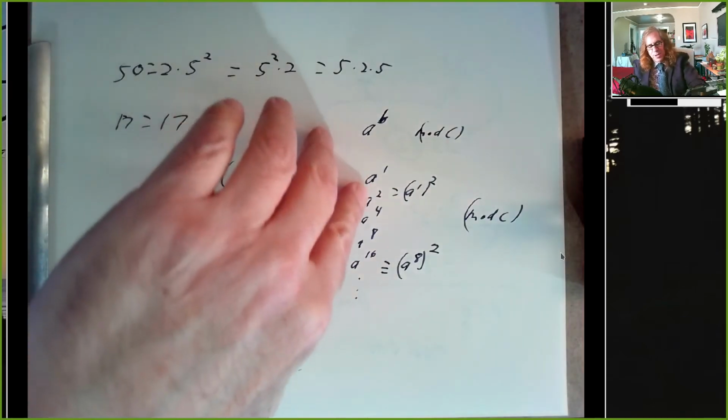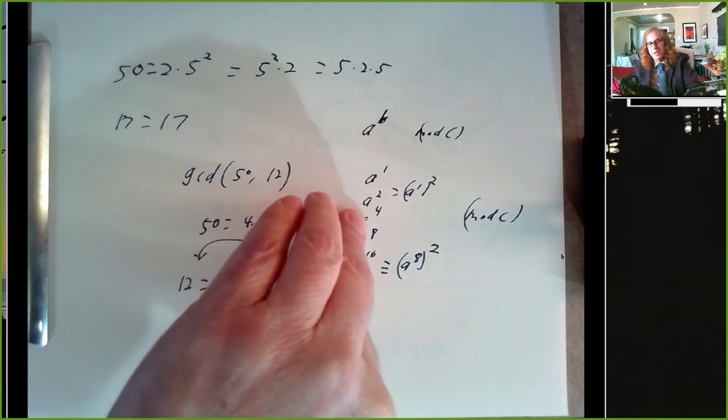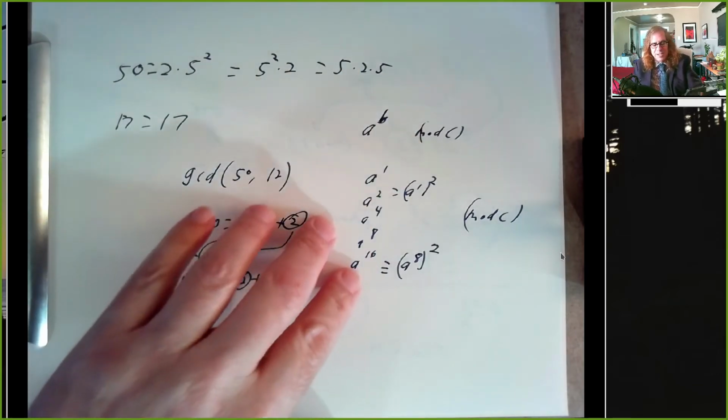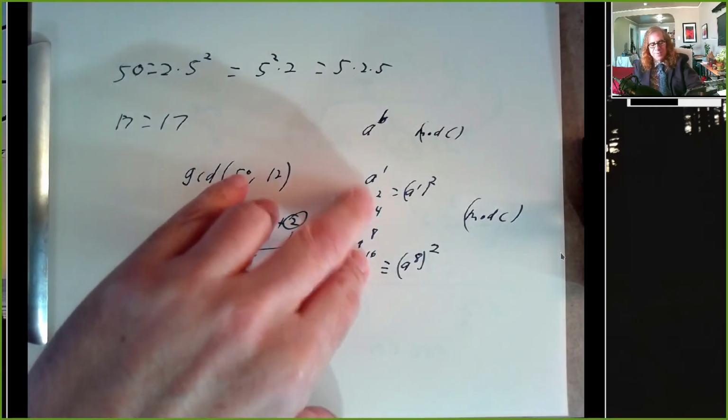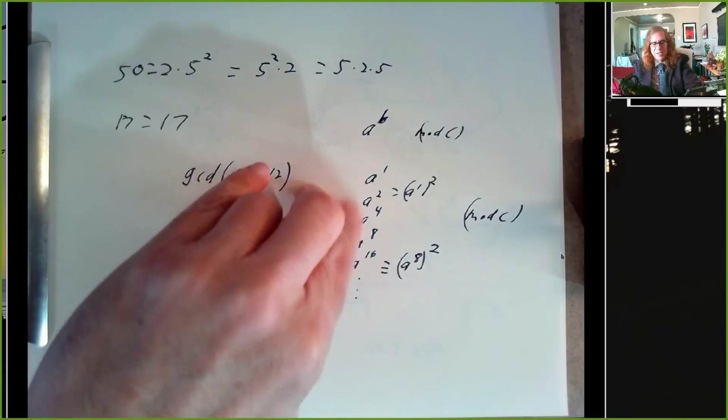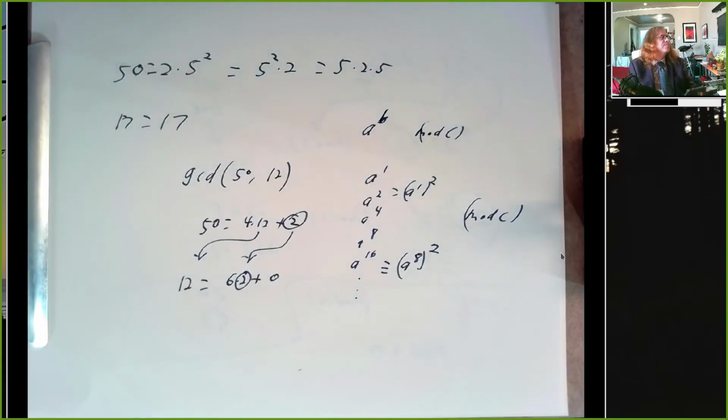And once you know a to each of these powers of 2, then we can find a to the b by writing b as 16 plus 4 plus 1. And it would be congruent to a to the 16th times a to the 4th times a to the 1st. So brush off the neurons on that and put that in your bag of tricks.